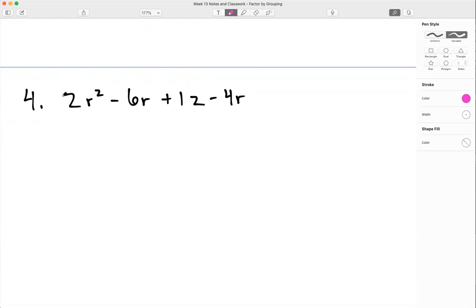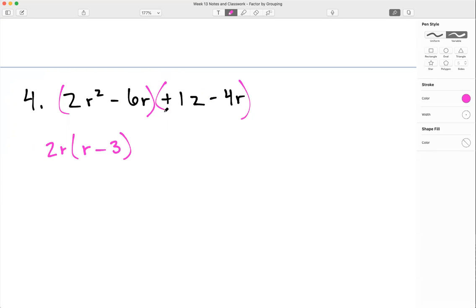First thing we have to do is group into two sets of parentheses. Then we need to GCF factor both sets. What's the greatest common factor of this first set right here? That would be 2r. Biggest thing I can pull out. So if I pull out a 2r from right here, it just leaves me with an r. If I pull out a 2r from here, it leaves me with a negative 3.